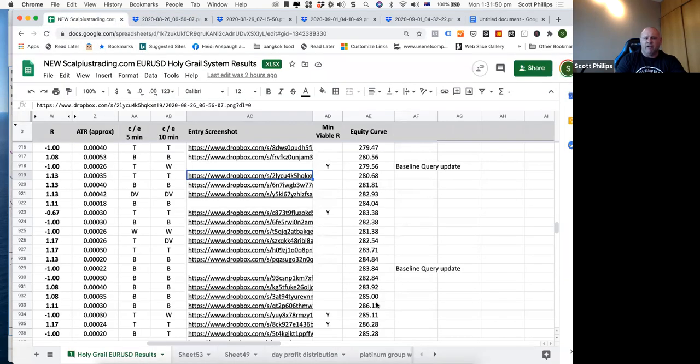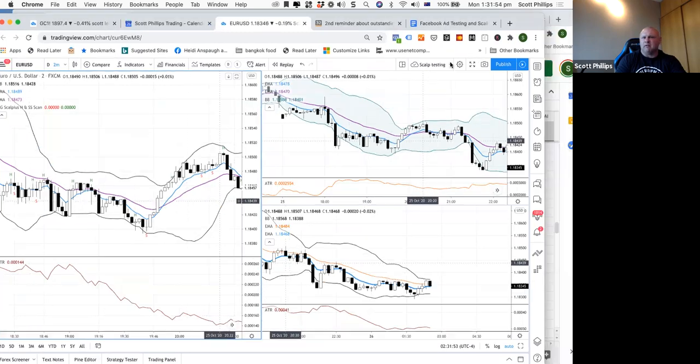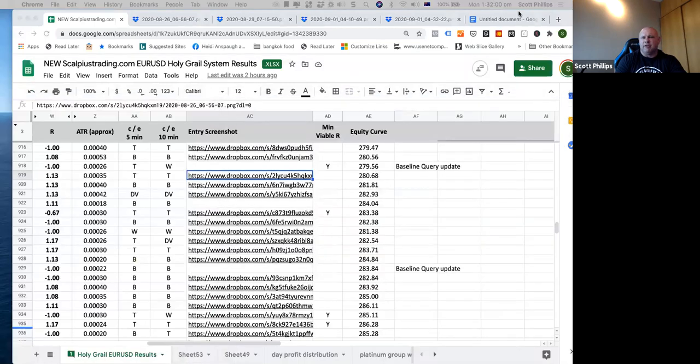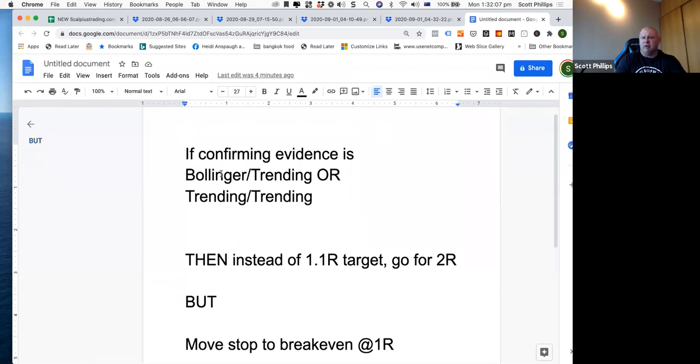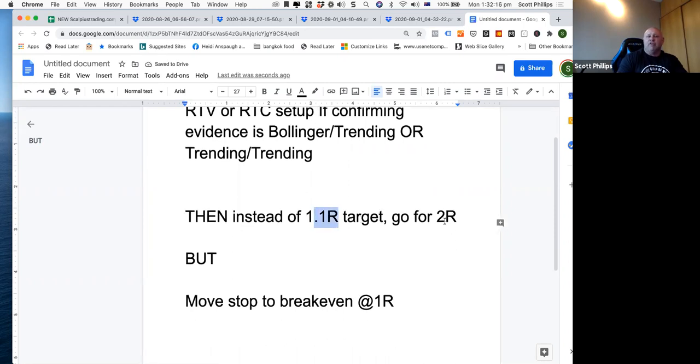So the first of the changes that we're instituting: if confirming evidence is Bollinger trending or trending for an RTV or RTC setup, then instead of a 1.1R target, we go for 2R, but we move the stop to break even at 1R. I think that's fairly clear. It's very simple, easy to execute.